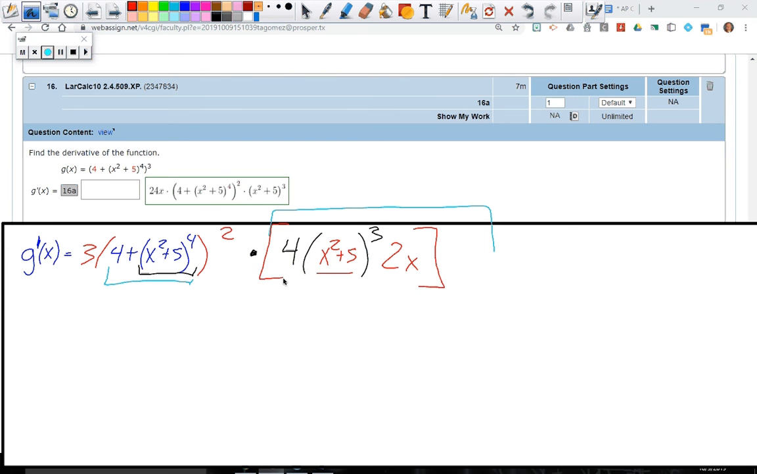And again, how many terms do y'all see? 1. All of this is 1 term. So it's all glued with multiplication, and your 24x is right here. The x squared plus 5 raised to the 3rd power is right here. And then the rest is what you see.